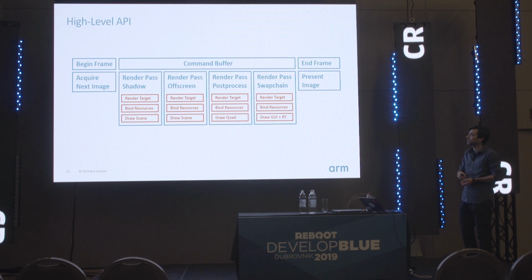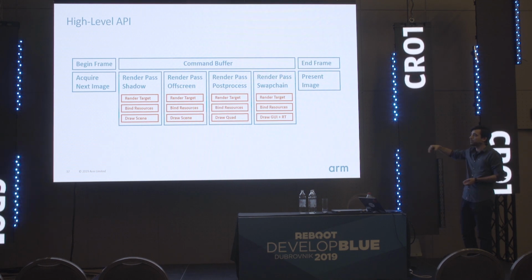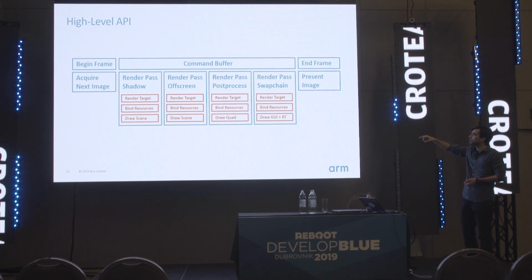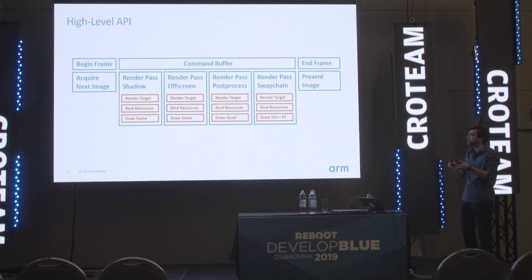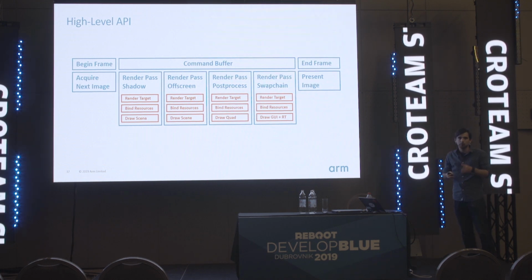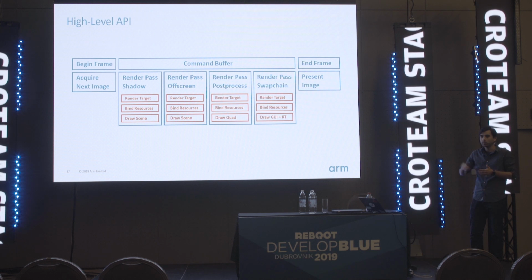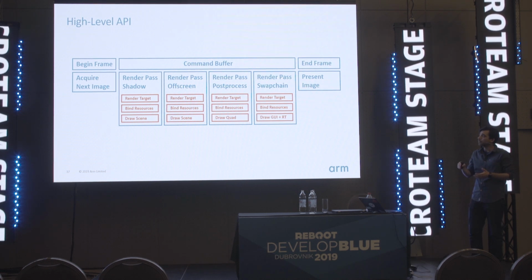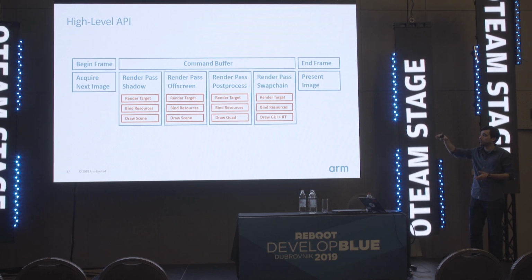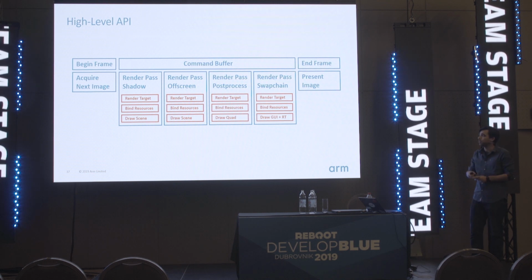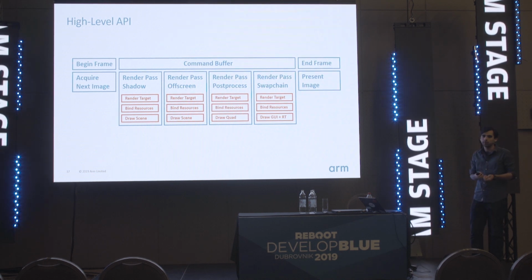So in an example like this one, where you have multiple render passes performing shadows, off-screen post-processing, and then final composition with the GUI, what we try to do is make the sample very readable and hide away much of the boilerplate. We also have some helper functions for beginning and ending a frame.